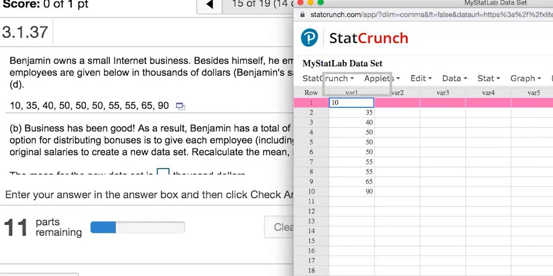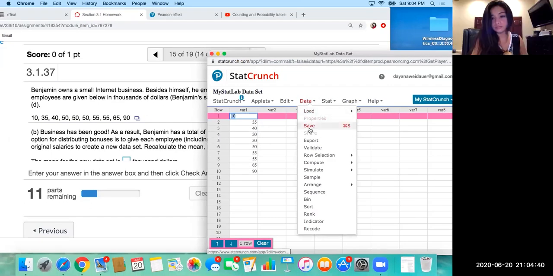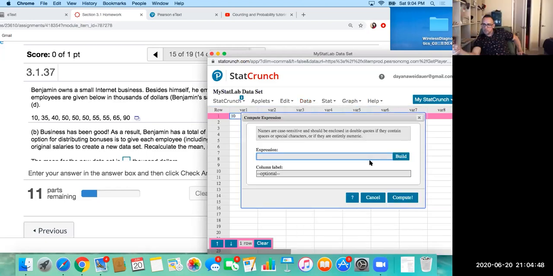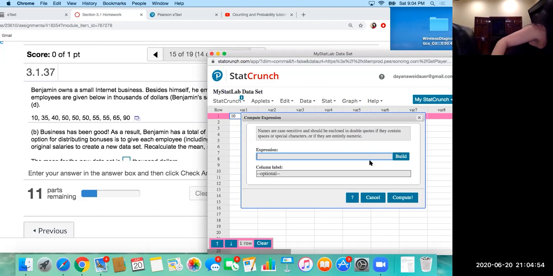Okay. I want to show you something interesting. For my own benefit, I want to see if I can add 2.5 to all of those numbers. And the way you do it, let me see if I know this. This is for my own sake. Can you go to data? Go to compute, expression. And in there, I want you to press build.